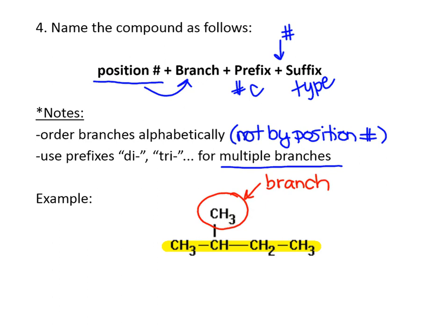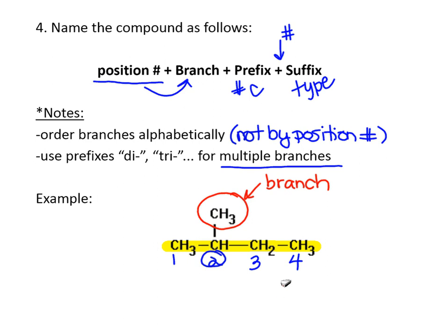Then I have to number where the branch is attached. So I could count from left to right, 1, 2, 3, 4, and my branch is on carbon 2. Or if I count the other way, 1, 2, 3, 4, then my branch would be on number 3. So looking at this, I want to number left to right because here my branch is on carbon number 2. It's a lower number than carbon number 3.